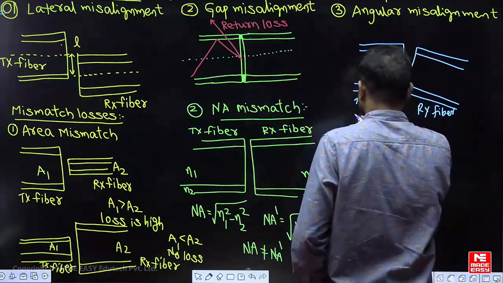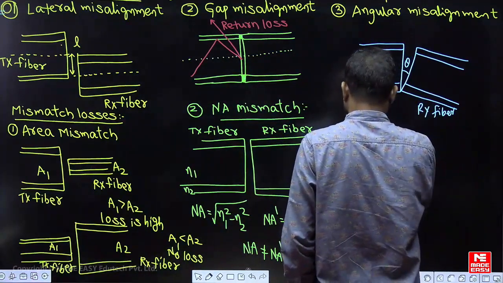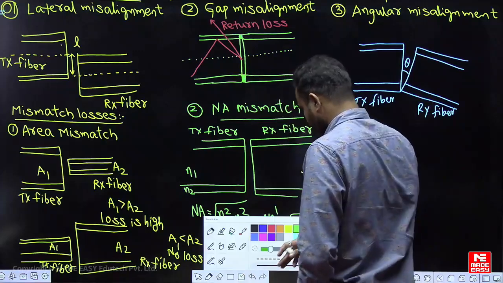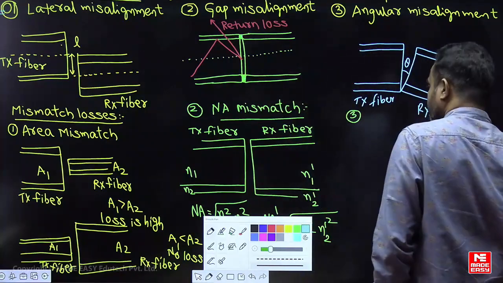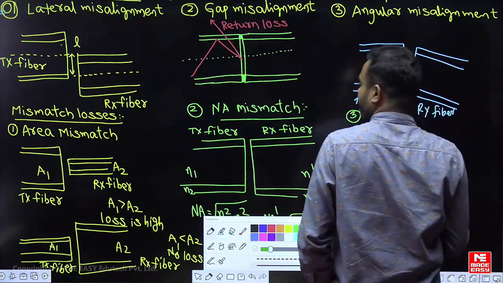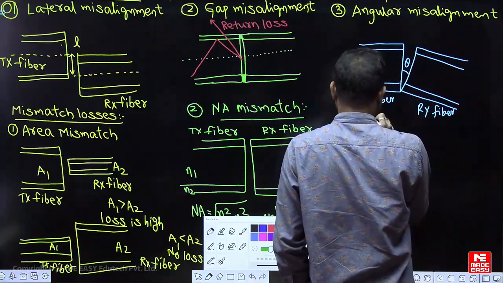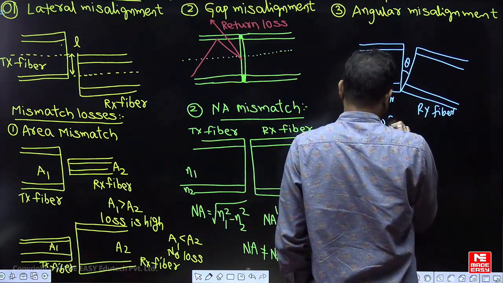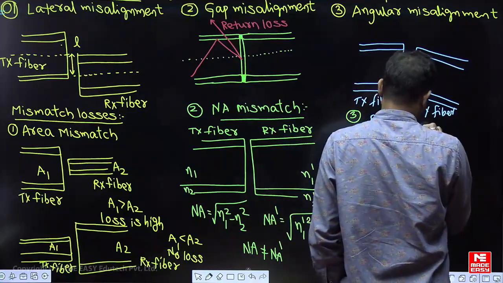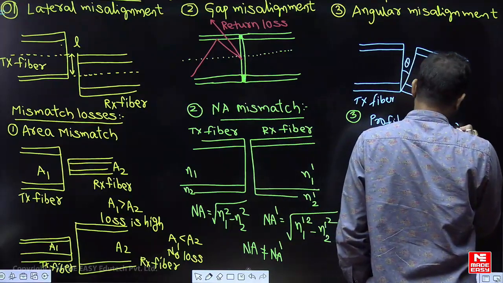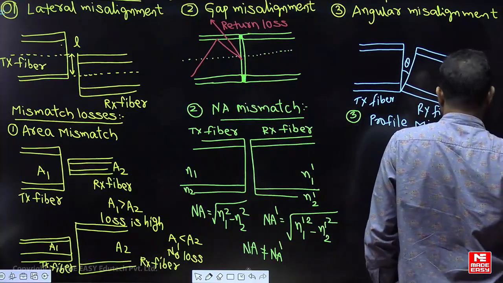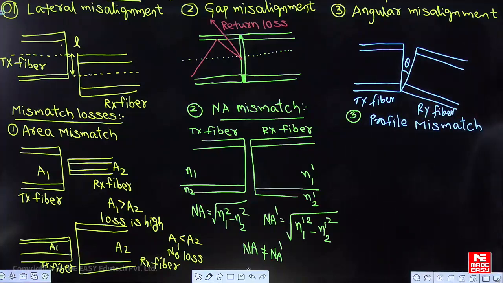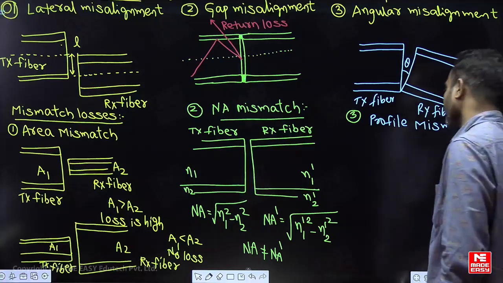Now talking about the third mismatch, it is called the profile mismatch. I request all the students to please concentrate on this last mismatch, and then I can explain the components. All the optical components I will explain to you. So profile mismatch, the name itself indicates there is a change in the profile.